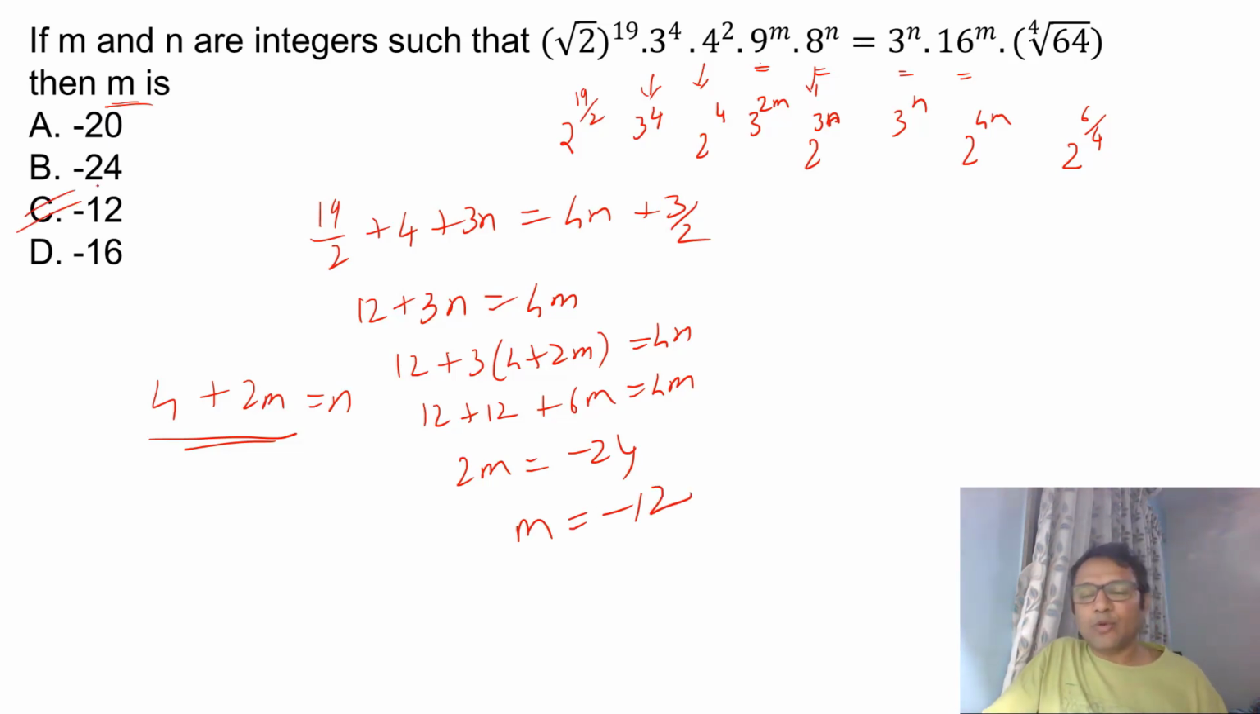So basically two variables, two equations. So it is a simultaneous equation, nothing else. If you're comfortable with it, you can solve it easily.